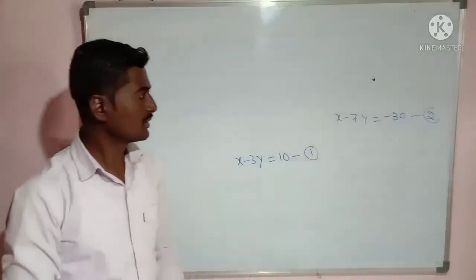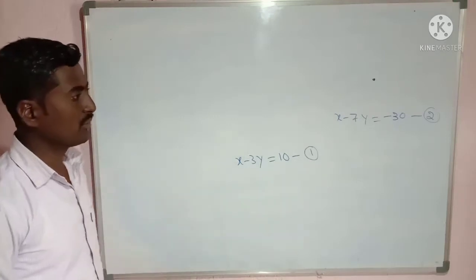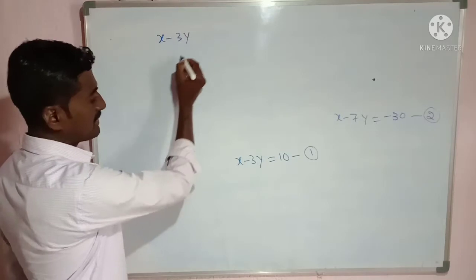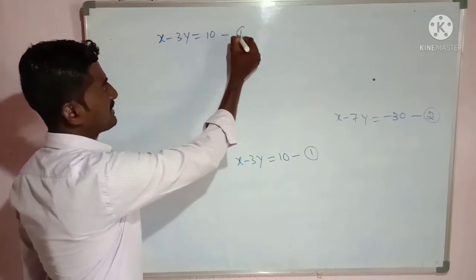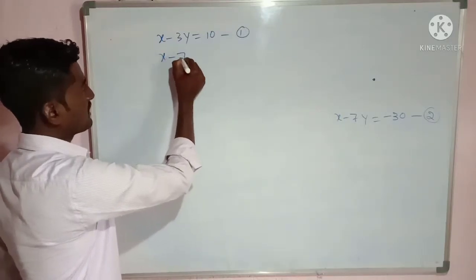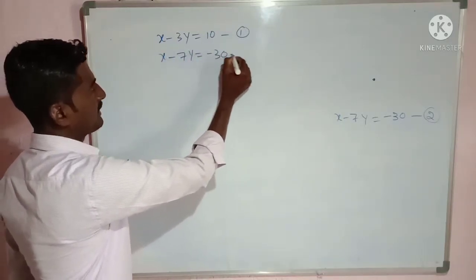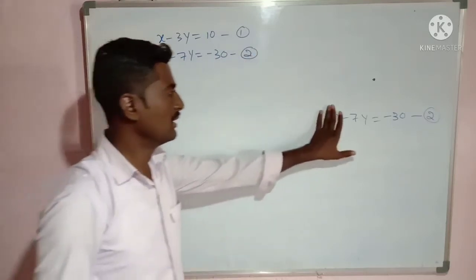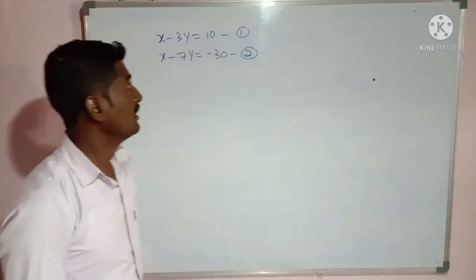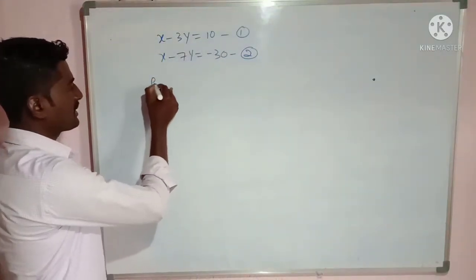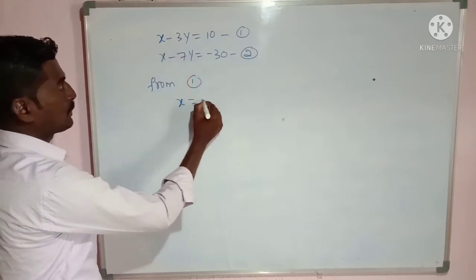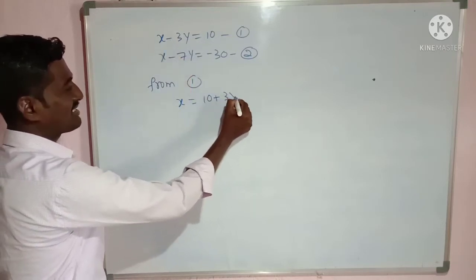Okay. Now, let me write once again the given equations. First equation, x minus 3y is equal to 10. I will take this as equation number 1. And second equation, x minus 7y is equal to minus 30. This is equation number 2. Now I have to solve these two equations by the substitution method. Same procedure again: from equation number 1, I can write x is equal to 10 plus 3y.